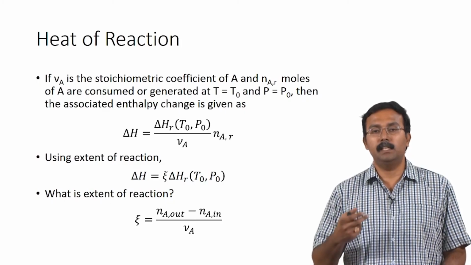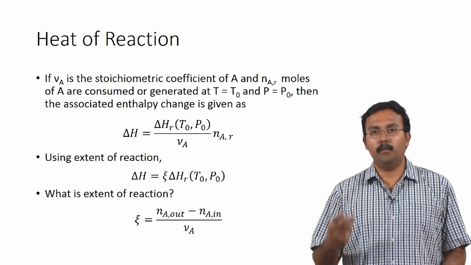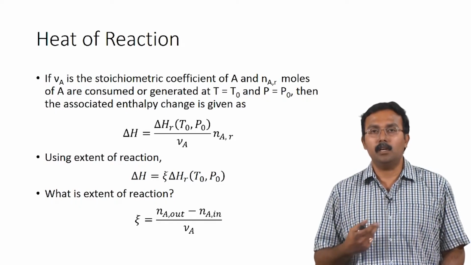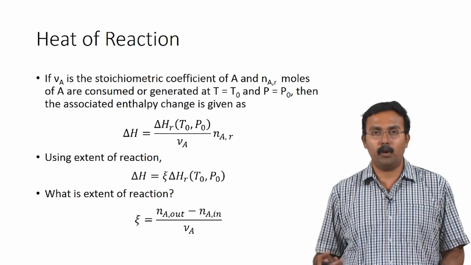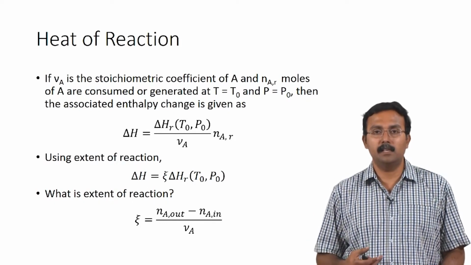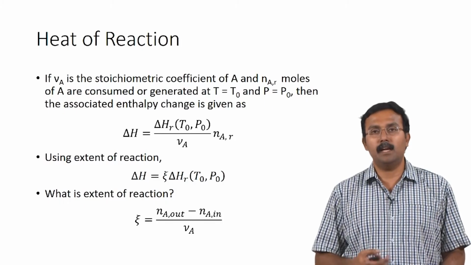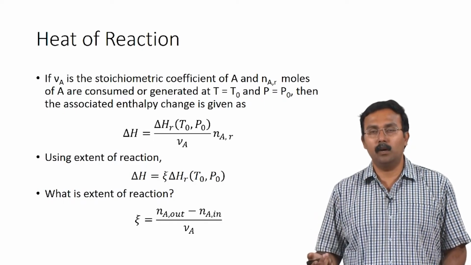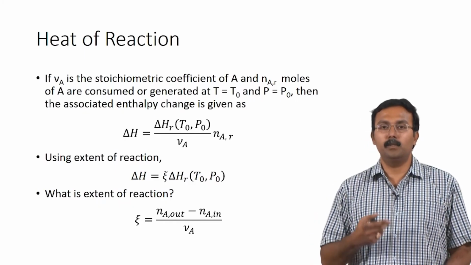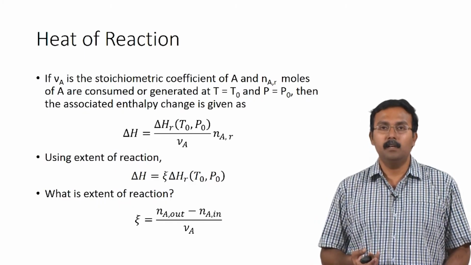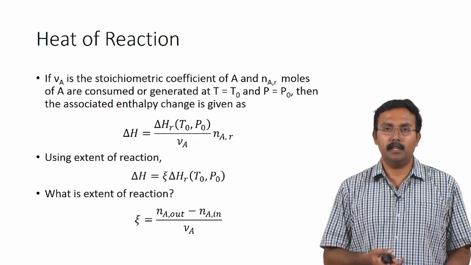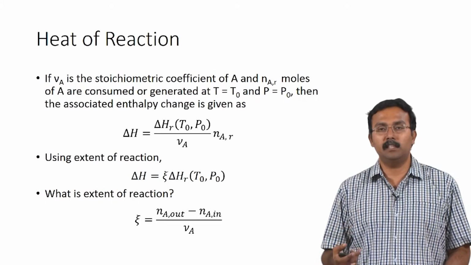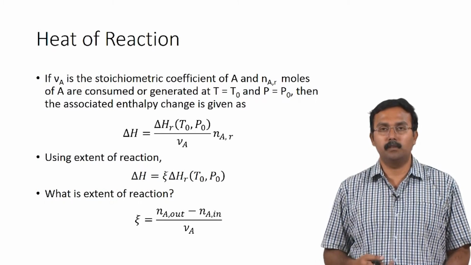This gives you the value which is basically the amount of a component consumed or generated divided by the stoichiometric coefficient. The stoichiometric coefficient would be positive for products and it would be negative for reactants. So, because of this, the extent of reaction will always be positive. Reactants will have lesser number of moles in the outlet compared to the inlet, which means the numerator would be negative. Since the stoichiometric coefficient for the reactant would also be taken as a negative, you would end up with an extent of reaction which is positive.